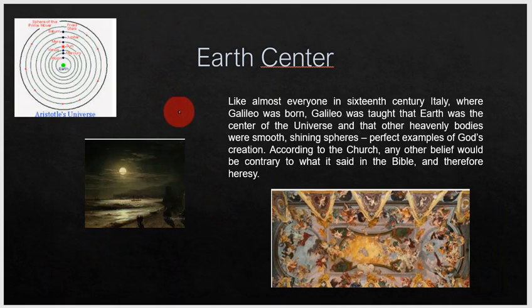Like almost everyone in 16th century Italy, where Galileo was born, Galileo was taught that Earth was the center of the universe and that other heavenly bodies were smooth, shining spheres, perfect examples of God's creation. This was the very held fast belief during this time when Galileo was about. According to the church, any other belief would be contrary to what it said in the Bible and therefore heresy. This was a big deal at the time. If you contradicted or spoke against the church or the Bible, you could find yourself in a very difficult situation indeed.